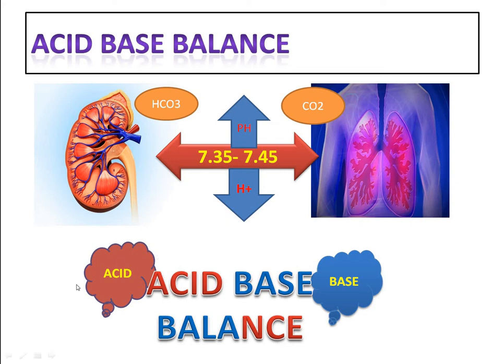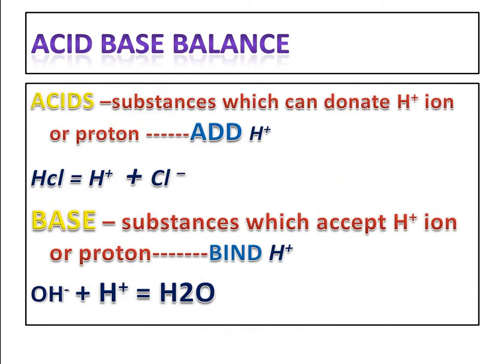So in today's class we can discuss the important concepts about acid and base, and the significance of acid-base balance. We can go to the details now. What is an acid? Acid is a substance which can donate hydrogen ion or proton, or we can say, add hydrogen ion. So adding hydrogen ion means it increases hydrogen ion concentration. Understood? So hydrochloric acid gives hydrogen ion plus chloride ion. It means it adds hydrogen ion.